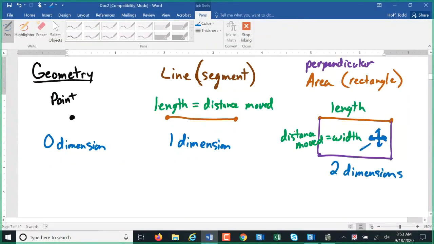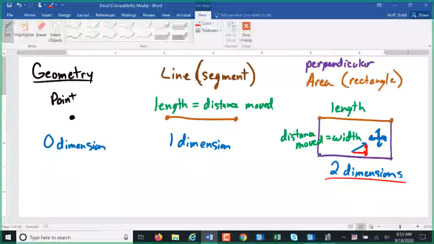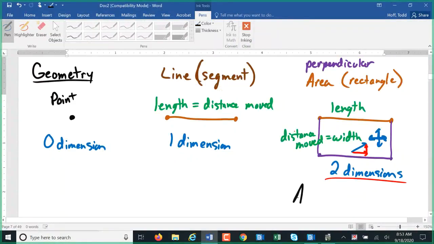Now you might say, well, I can move this way. Isn't that a separate direction? No, it really isn't. If I am moving that way, I'm really moving in components of two directions, horizontal and vertical. There's only two components of that movement. You could also think of the two dimensions as being, it took movements in two different directions to create that object. So this is what brings us to that formula that area is equal to the original length of the line times the distance moved, or the width.